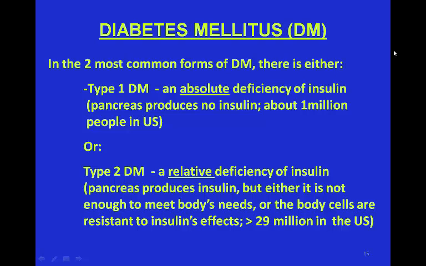About 29 million people in the U.S. have type 2 diabetes. About 15 years ago, there were 15 million people in the U.S. with type 2 diabetes, so that number has almost doubled in 15 years. It's kind of scary.